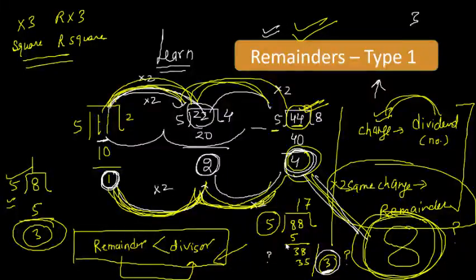It should be double, but why was it 3? Because 8 is more than 5, so we cannot write 8. We will write 8 minus 5, that is 3. Right? So now what is the second type?